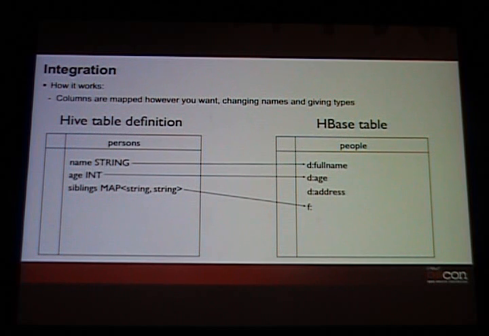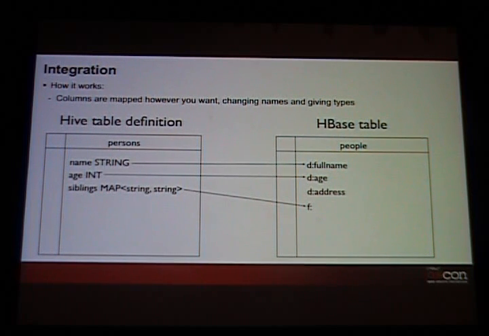It doesn't really matter. On the Hive side, you will have a column named name, a column named age, and each will point to some column in the HBase table. In this case, the D would be the family, and full name and age would be the column qualifiers, that's how we call them. So you can have a direct mapping, and in Hive you can give it basically any type you want. If it's not the right type, you'll get exceptions.